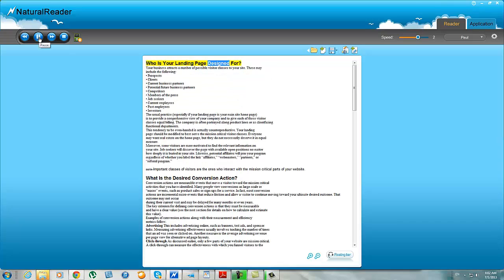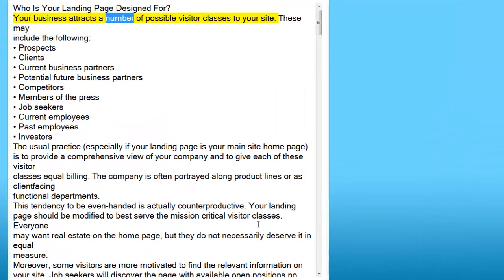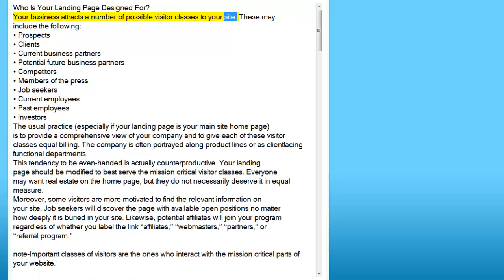Who is your landing page designed for? Your business attracts a number of possible visitor classes to your site. These may include the following: prospects, clients, current business partners, potential future business partners, competitors, members of the press, job seekers, current employees, past employees, investors.